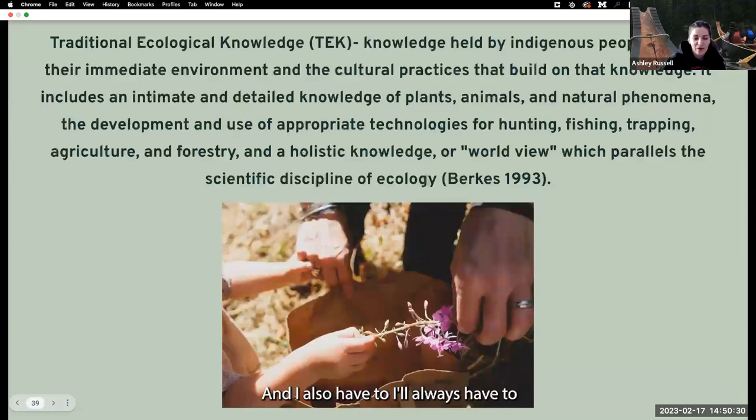And I'll always have to mention TEK, or traditional ecological knowledge, because that's what tribal people have. It's inherent, it's in our blood, it's passed down to us from our elders. It's the knowledge held by Indigenous peoples about their immediate environment and the cultural practices that build on that knowledge. It includes an intimate and detailed knowledge of plants, animals, natural phenomena, the development and use of appropriate technologies for hunting, fishing, trapping, agriculture, forestry, a holistic knowledge or worldview, which parallels the scientific discipline of ecology.